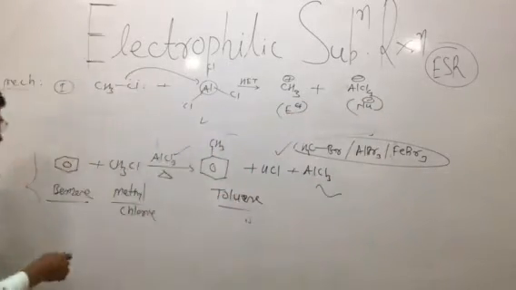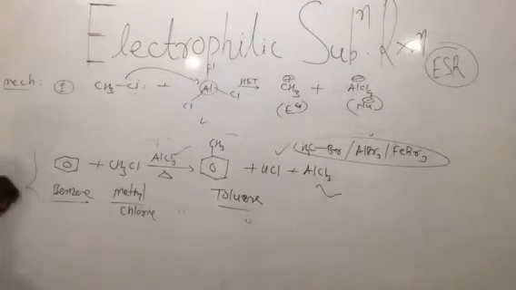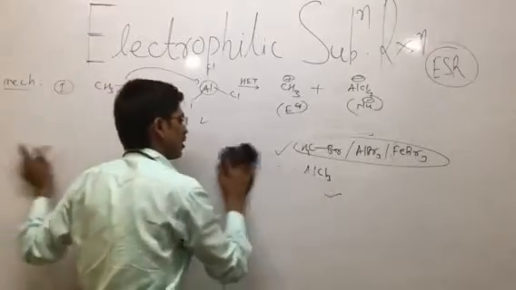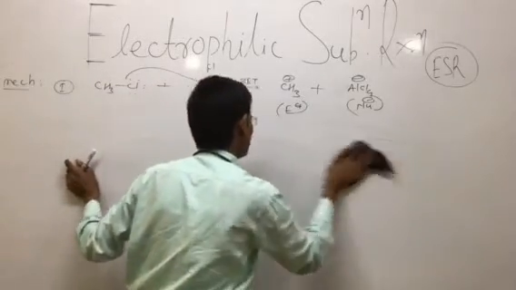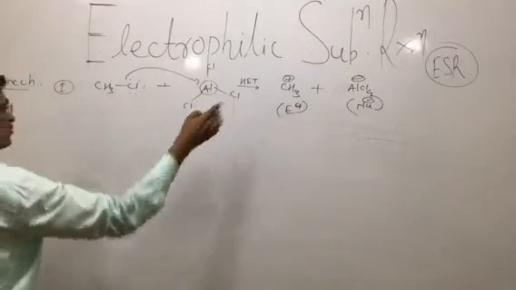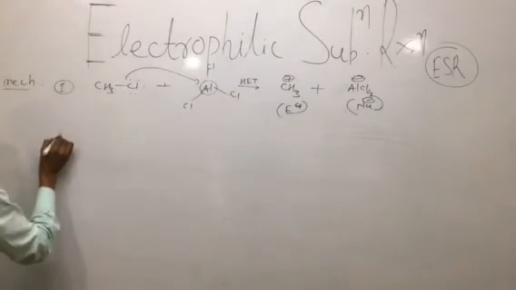So what happened here? The most important reaction is alkylation. In the first step, what happened is the generation of the cation. This is the primary carbocation, the methyl cation, and this is the generation of the electrophile.